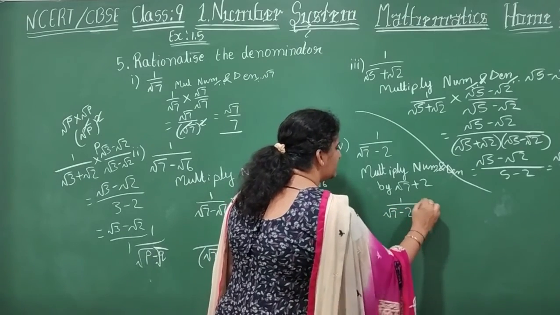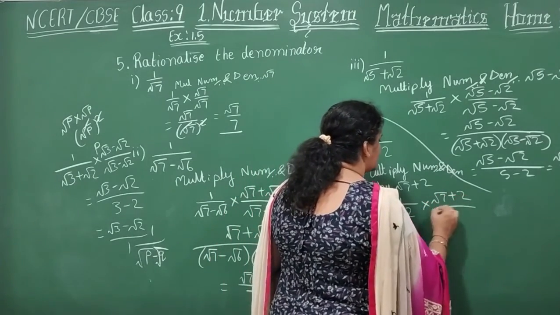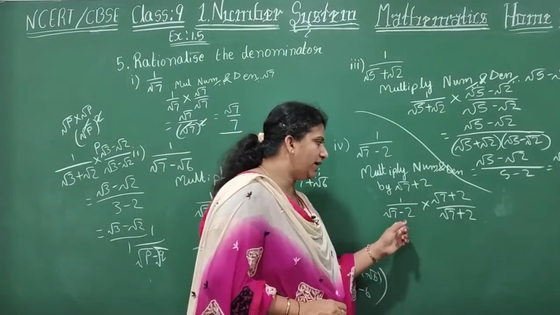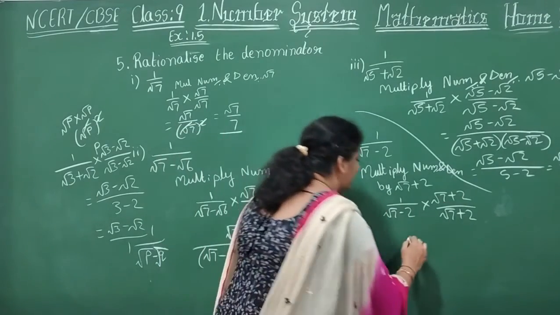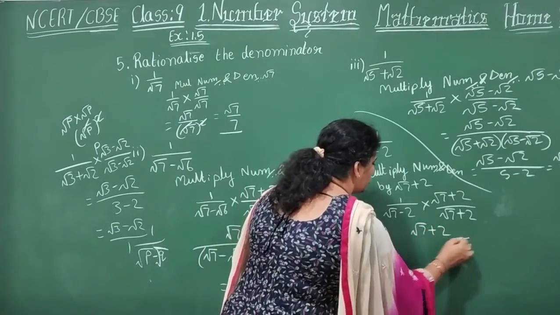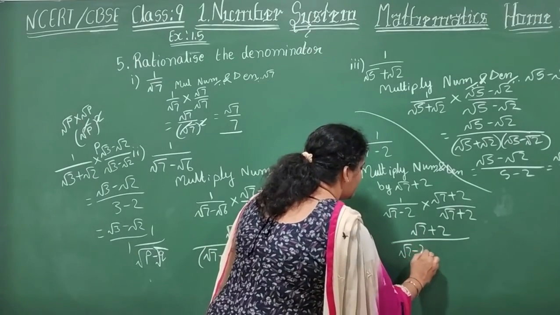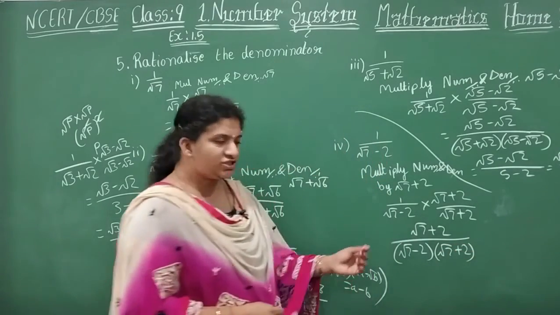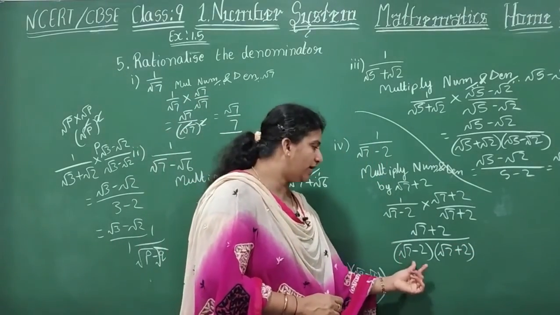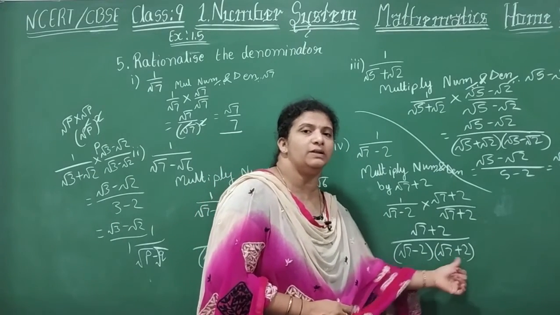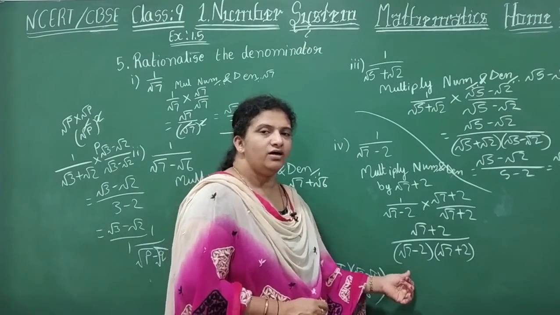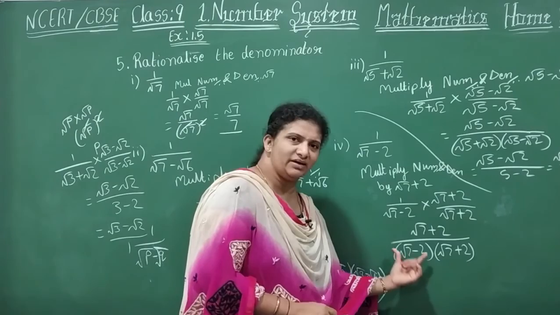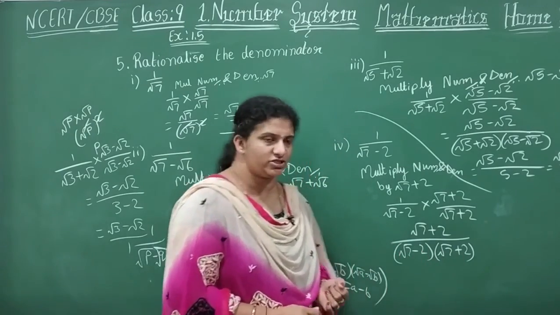1 by root 7 minus 2 into root 7 plus 2 by root 7 plus 2. Numerators you multiply, denominators you need to multiply. That will be root 7 plus 2 whole divided by root 7 minus 2 into root 7 plus 2. Which form is this? Again you can remember something. Root a minus b into root a plus b, what is this formula? A minus b square. Or you can remember the a minus b into a plus b formula also.